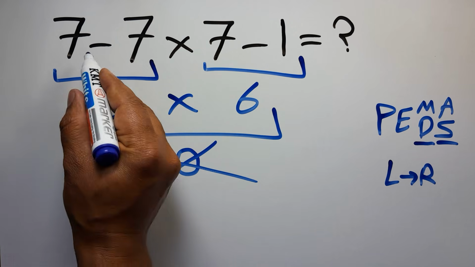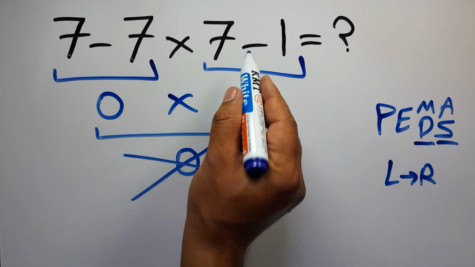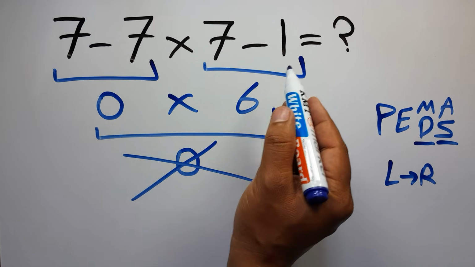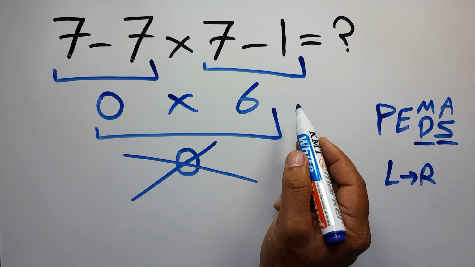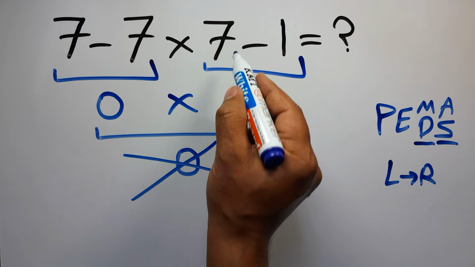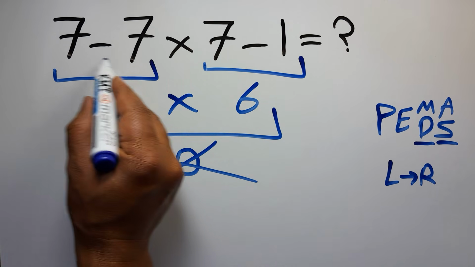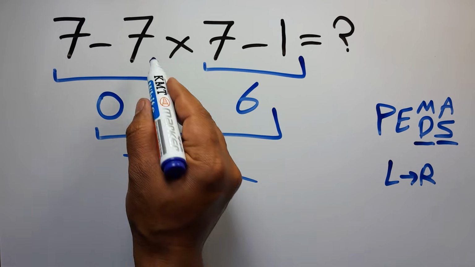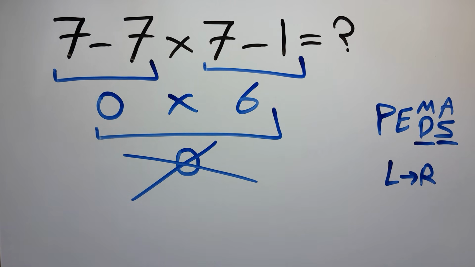And when we have more than one subtraction in an expression, we have to work from left to right. So therefore, first we have to do this multiplication, then this subtraction, and finally this subtraction. If we do this subtraction or this subtraction before this multiplication, it is wrong.